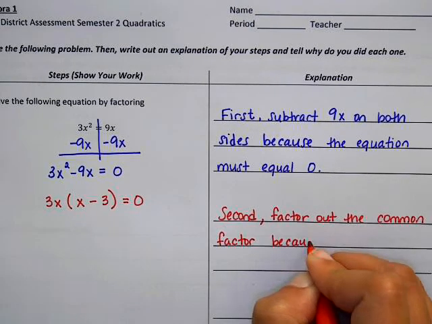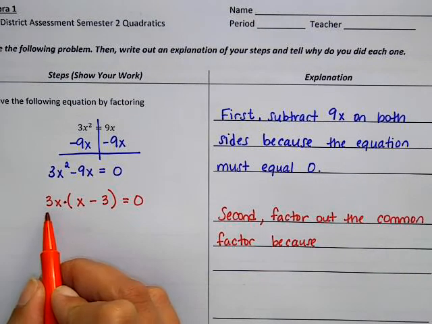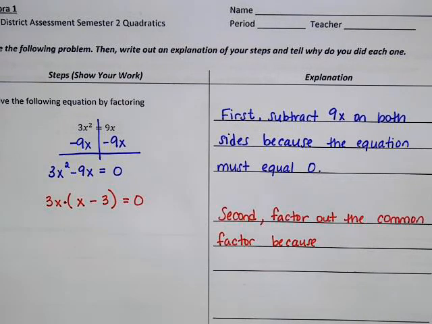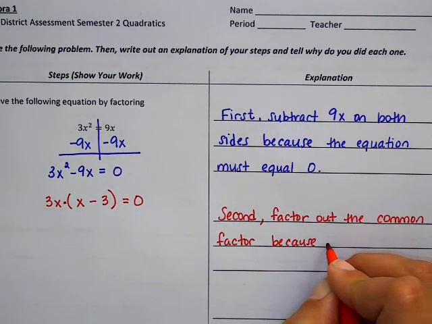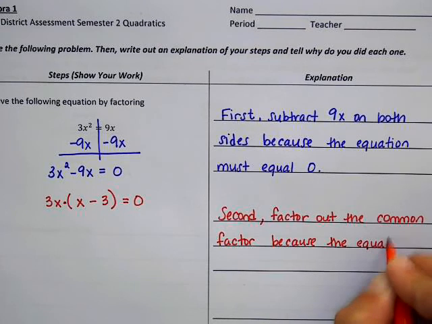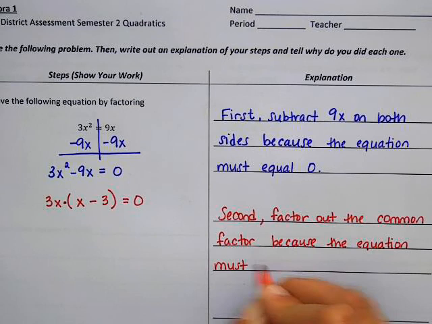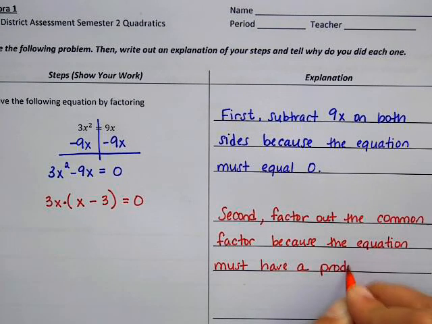because, now the reason that we do this is because we need to create a multiplication problem where we have 3x times x minus 3. So we need to create what's called a product. And we would say because the equation must have a product.